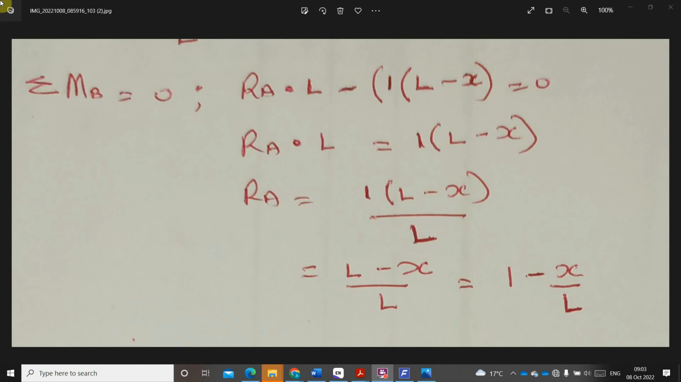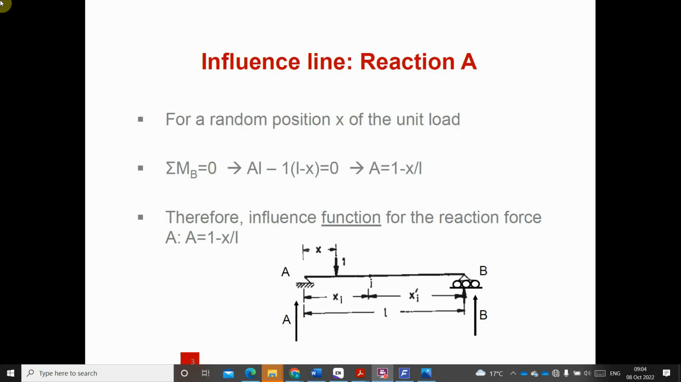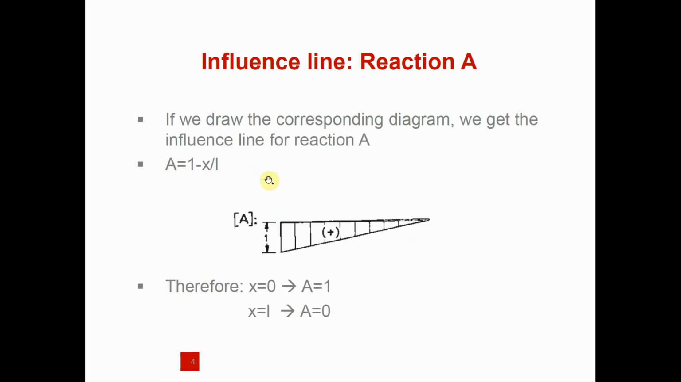Let me just proceed to the next step. We have it. You can see the influence line. It is 1 at point A, and it is 0 as S approaches point B. So this is what we're going to have for our influence line for the reaction at point A.